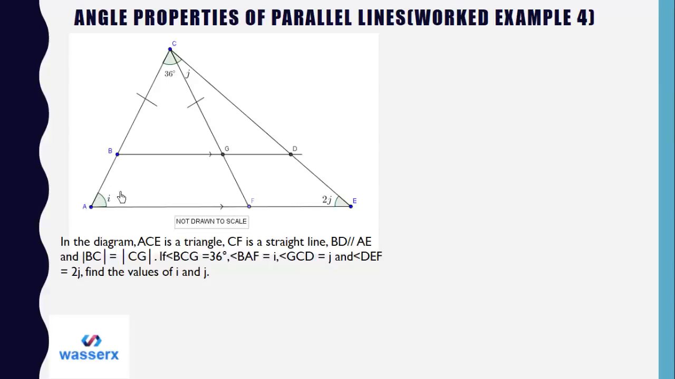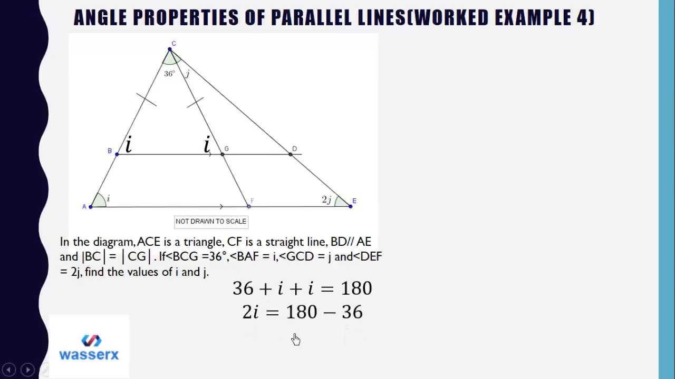You know, this is I, so this is parallel to this, so this is a transversal, this is also a transversal, this is also a transversal. So we can see from here that this is equal to I. So if this is I by the isosceles triangle, this must also be I. Then the sum of angles in a triangle BCG should be equal to 180. Then we solve for I to obtain I to be equal to 72 degrees.